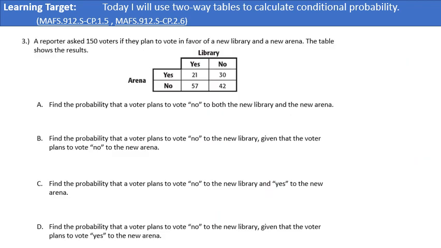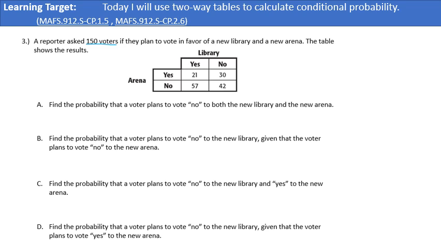Number 3, a reporter asked 150 voters if they plan to vote in favor of a new library and a new arena. All right, the table shows the results. So you can see some people said yes to both. Some people said yes to the library, no to the arena, and vice versa. And then we have people that said no to everything. Okay, so total 150. So that should be our total. Remember what we're going to do first? We're going to go ahead and find our total. So why don't you go ahead and hit pause and do this on your own, and then hit play and see if you're right.